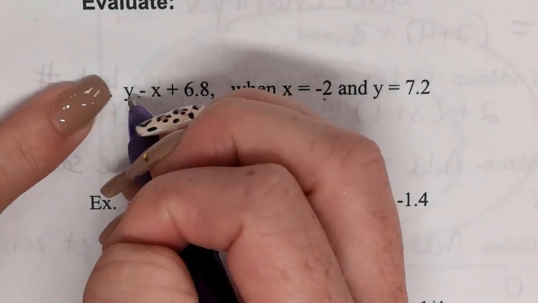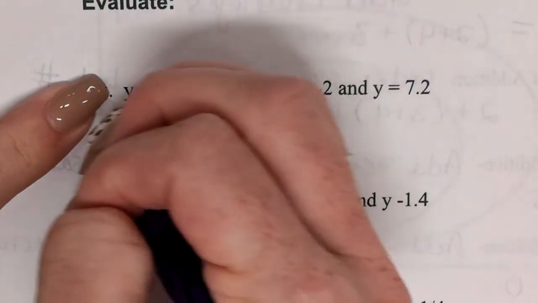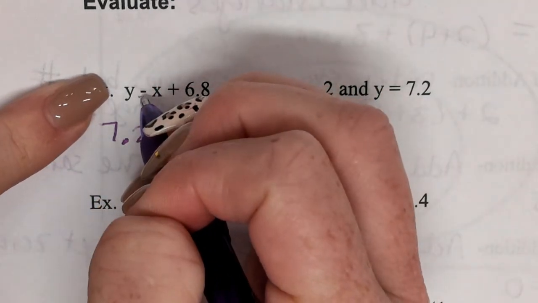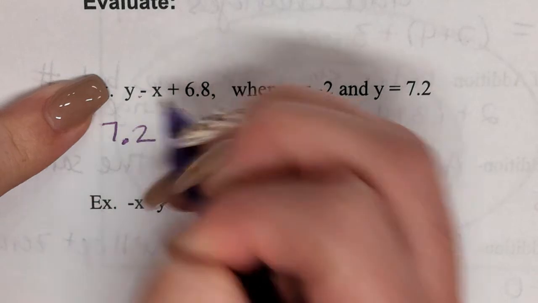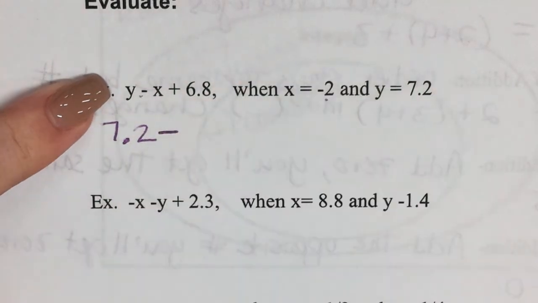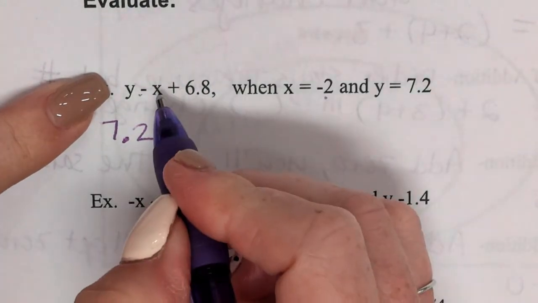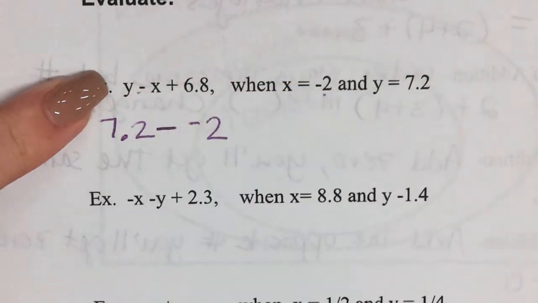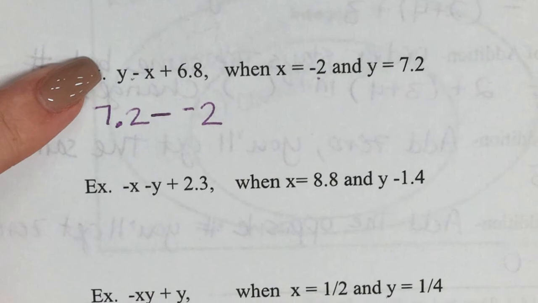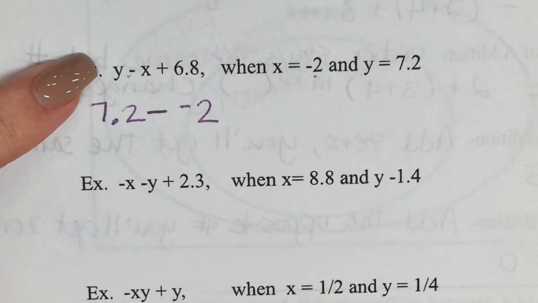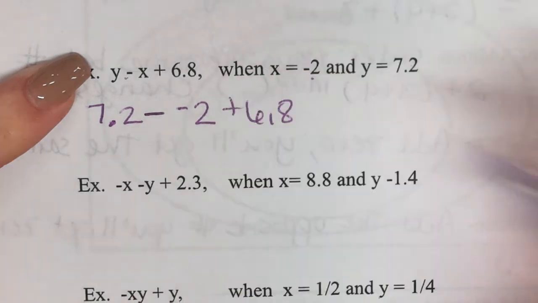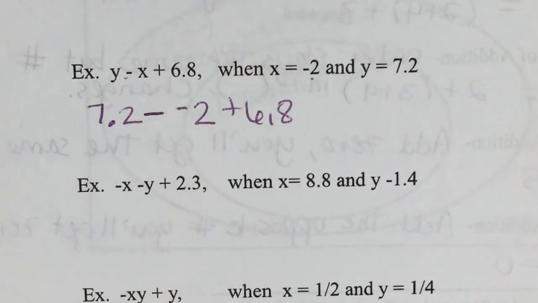What am I going to write for Y? What does the expression tell me to write next? Minus. What is the value of X? -2. That right there is where most students will mess up. So that's what you really need to make sure you're paying attention to. And then plus 6.8. And then simply go put that in your calculator.